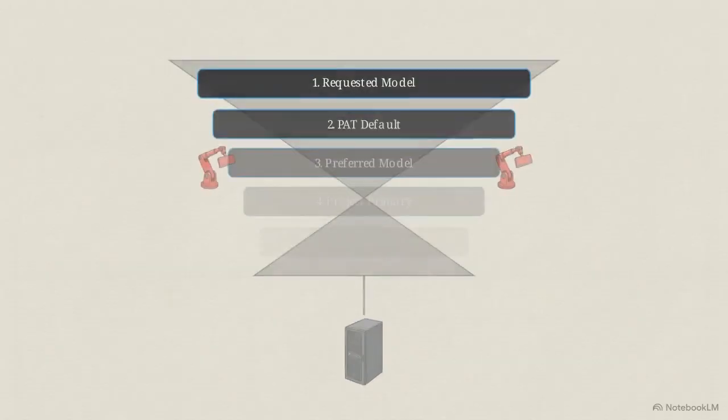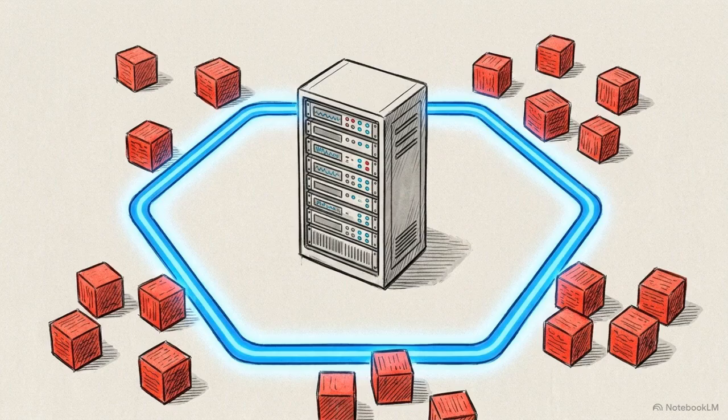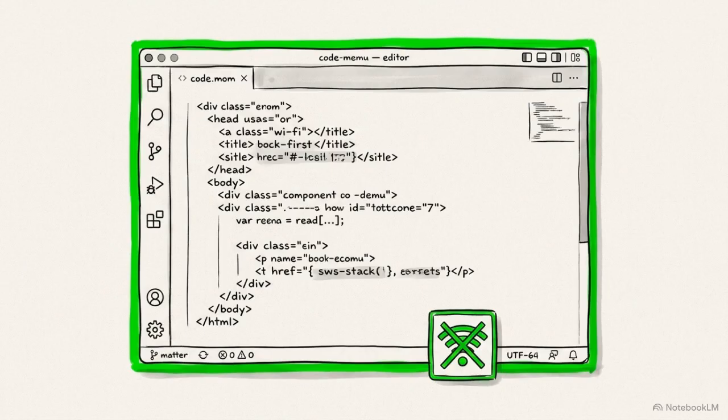This funnel illustrates IronMind's internal 5-step routing priority system. It actively filters requests by checking your PAT default, your preferred settings, and the project primary. If it detects an external endpoint like Anthropic or Gemini, a regular expression guard triggers an automatic 403 block. This rigid, automated routing physically enforces the project's air-gap rule. The system removes the risk of accidentally leaking proprietary code to public AI models.